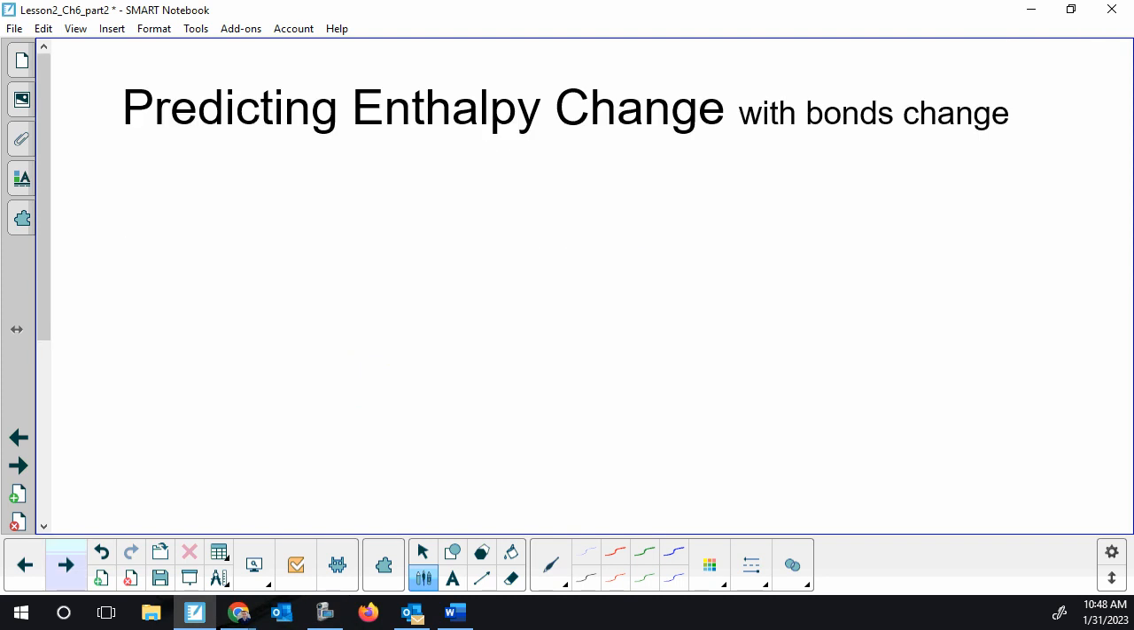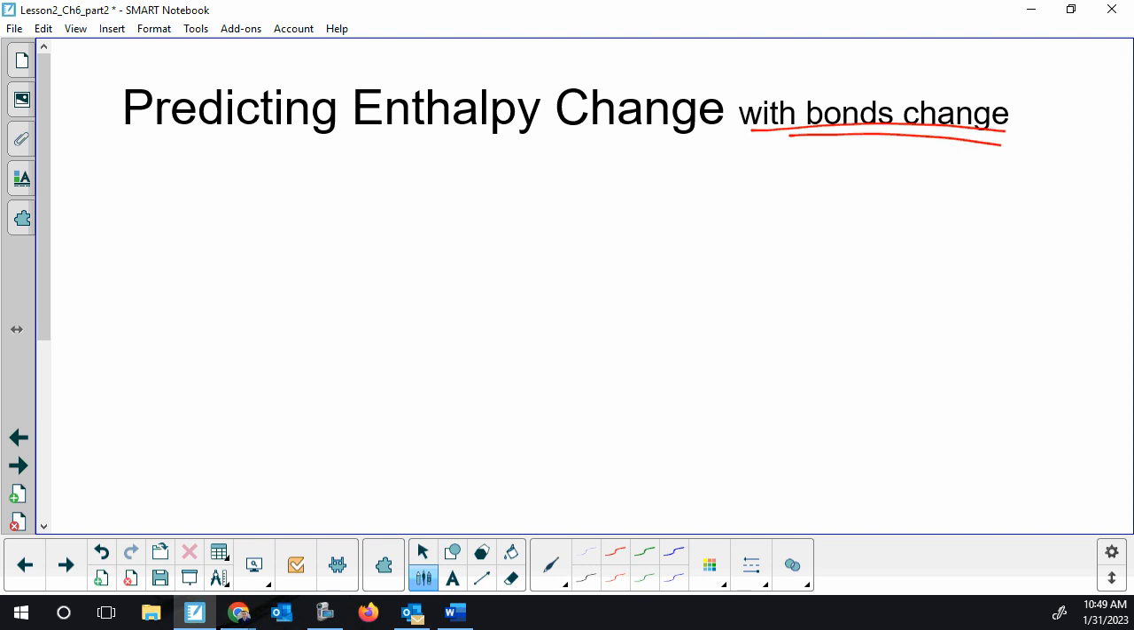Okay. We've previously learned how to predict enthalpy changes using kind of Hess's law, using formation values. Okay. We're going to learn another way to predict enthalpy changes. Okay. Enthalpy change is really the difference in potential energy. If we know the energy stored in all the bonds, or we know the difference in energy in all the bonds, we can predict the enthalpy change. Okay. And that's what we're going to do.